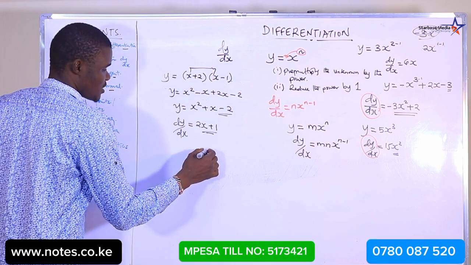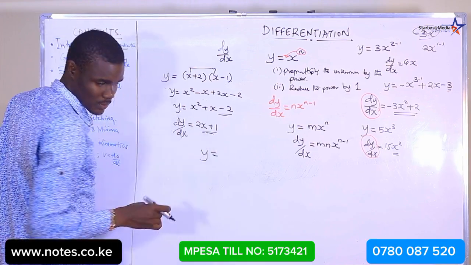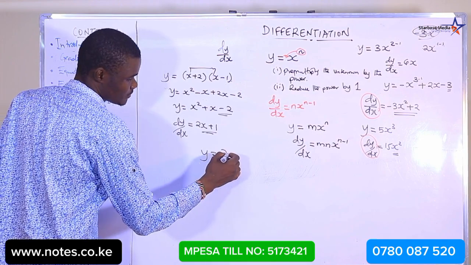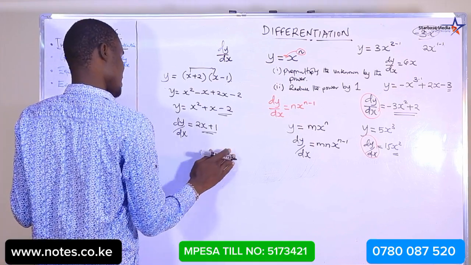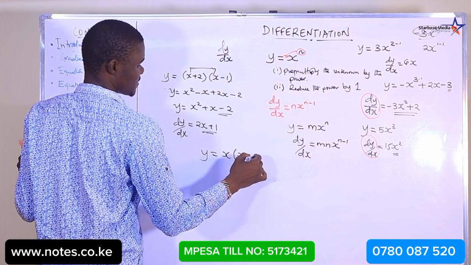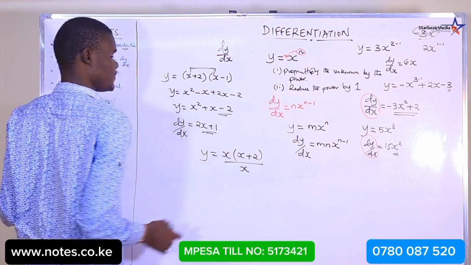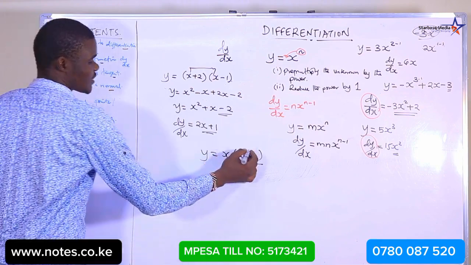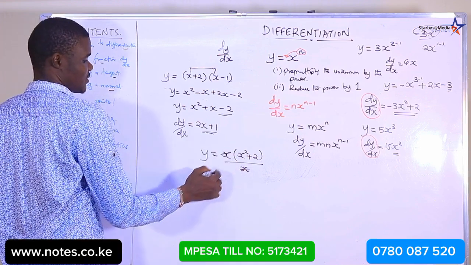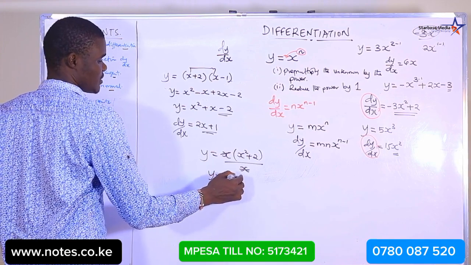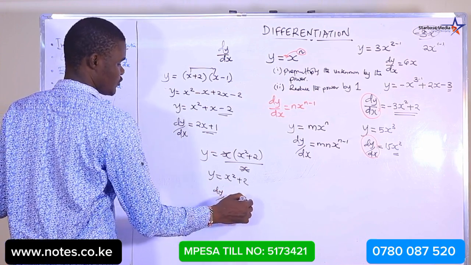Same to simplifying this. You can be told to differentiate, let me say, x into x plus 2 over x. So when you're told to differentiate this, first of all, you do what? You simplify. This x can cancel this x. So you remain with y is equals to x squared plus 2. So dy over dx will be 2x.